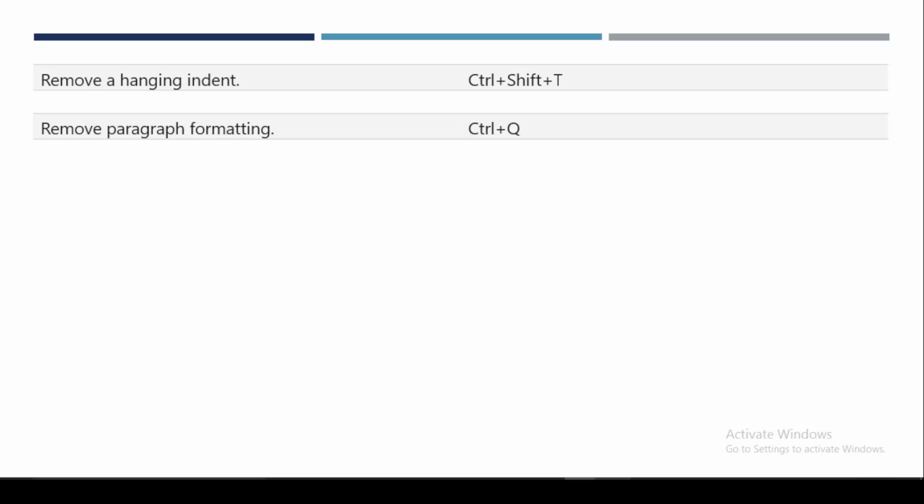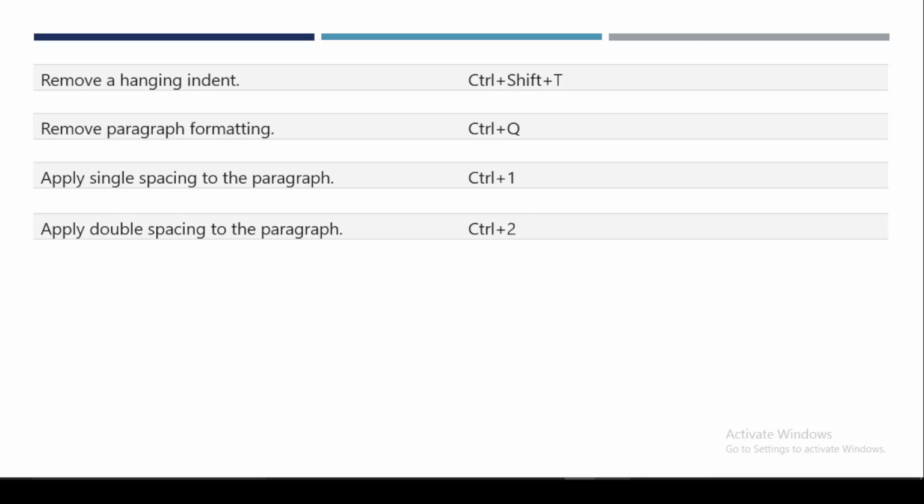Control plus T, remove a hanging indent. Control plus Shift plus T, remove paragraph formatting. Control plus Q, apply single spacing to the paragraph. Control plus 1, apply double spacing to the paragraph. Control plus 2, apply 1.5 line spacing to the paragraph.